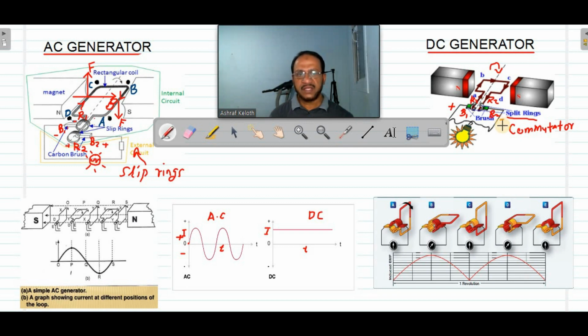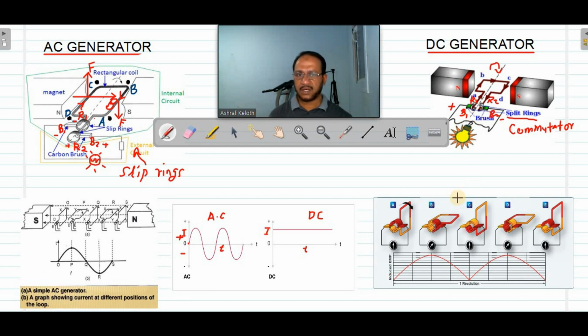This means in the external circuit, current will always be flowing in one direction. In the external circuit of a DC generator, current will be flowing always in one direction. But inside the armature, or inside the rectangular coil, current is AC. It is ABCD, DCBA, always changing. But externally we are getting current in only one direction because the rings are exchanging their positions.